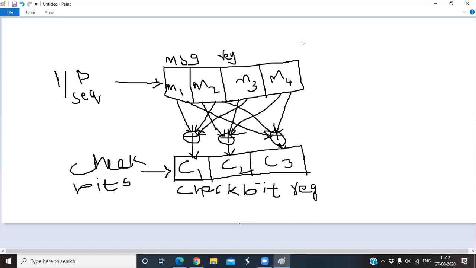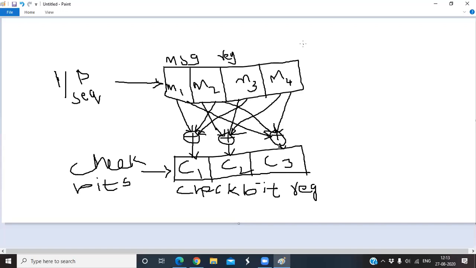Now, when you look at the diagram, we have the message bits and we have the check bits. How can we get the code word? Once again, I am repeating the question. Message bits are available, check bits are available. How can you get the code word? By combining both, message bits and check bits, we get the code word.